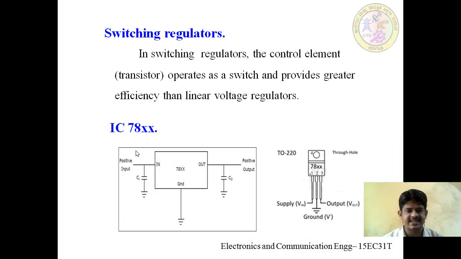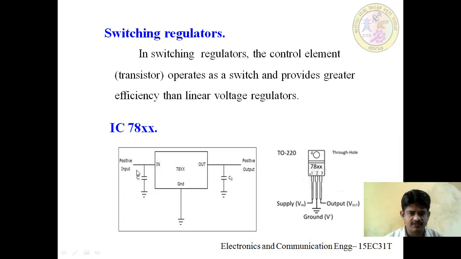And this XX indicates the value. Let's say, for example, if it is a 7805, 78 indicates a positive and 05 indicates the value of the output voltage. 7805 means it's a positive 5 volt output it will be providing. Similarly, you can take it for the 79 series. 79 series for the negative output voltage. Okay, so see the diagram.